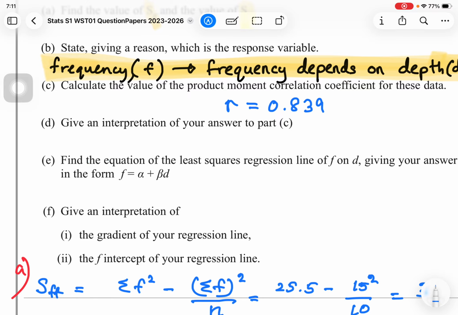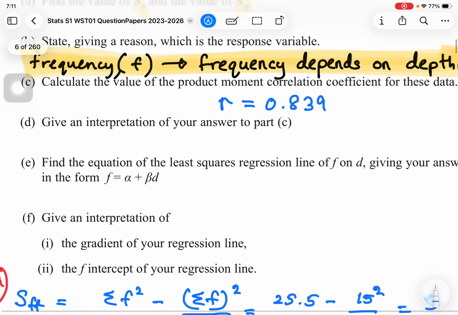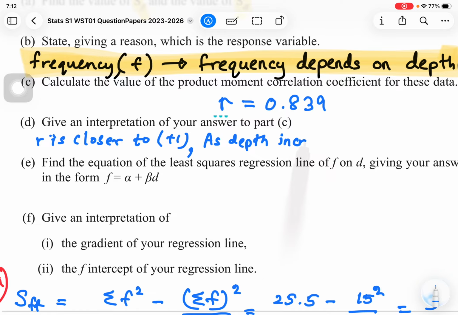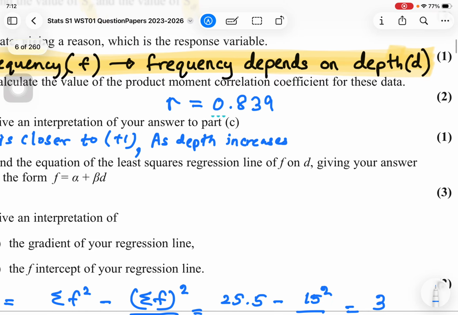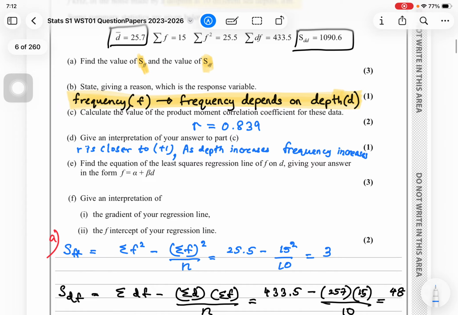Since it's a 1 mark question, no need to bother much about it, but R is closer to positive 1, so it's a positive correlation. How do we say that in words? As depth increases, frequency increases. When one increases, the other one also increases. That's how you interpret the relationship between two entities.